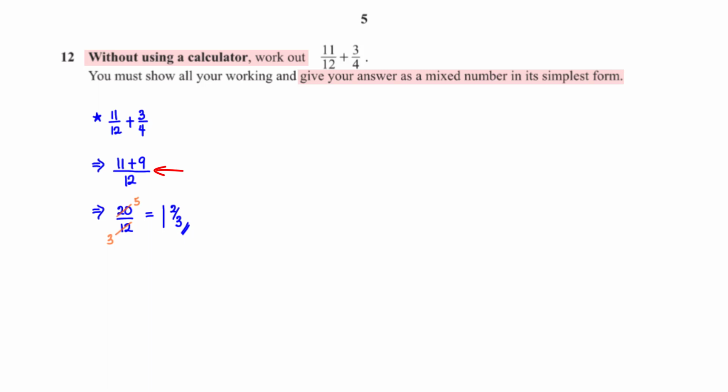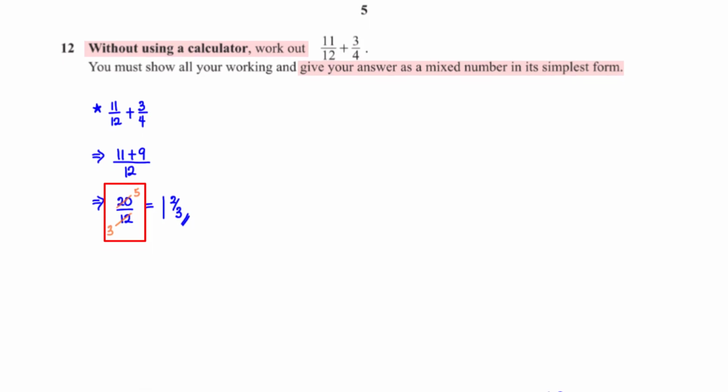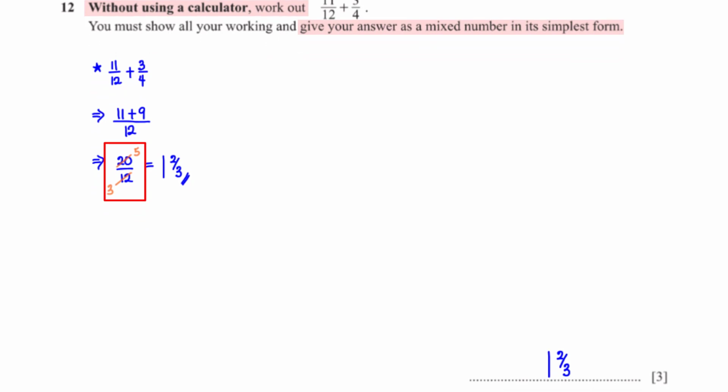For 3/4, since we multiply 4 by 3 to get the LCM, we also need to multiply 3 by 3, which gives us 9. 11 plus 9 is 20. 4 goes into 20 5 times, and 4 goes into 12 3 times. 5/3 is an improper fraction, so we convert it into a mixed fraction. 3 goes into 5 one time with a remainder of 2, which we divide by 3.